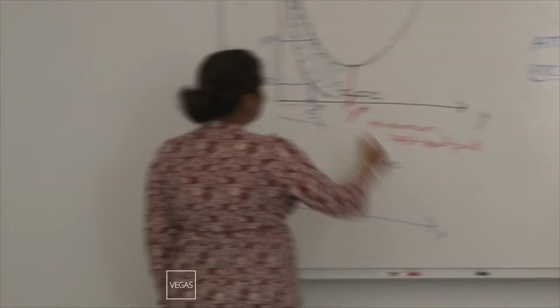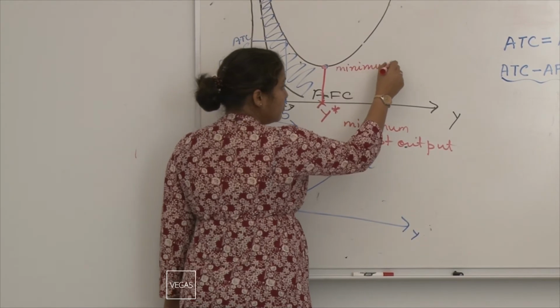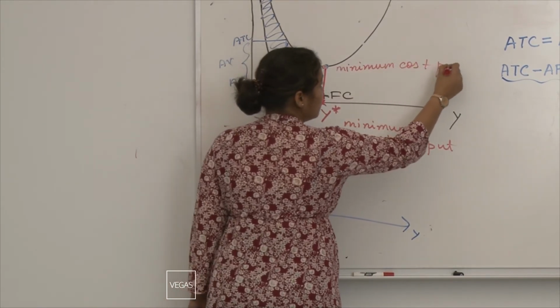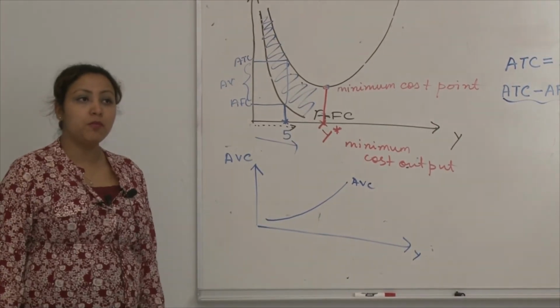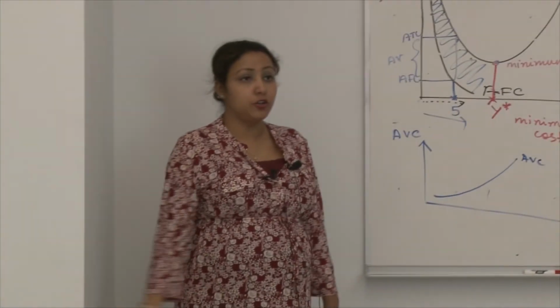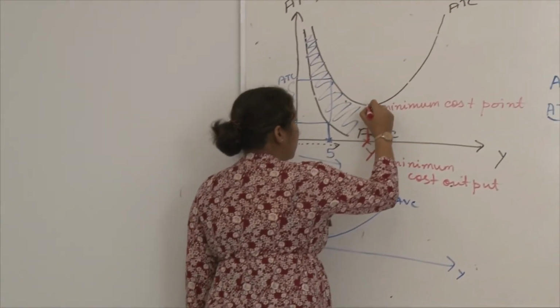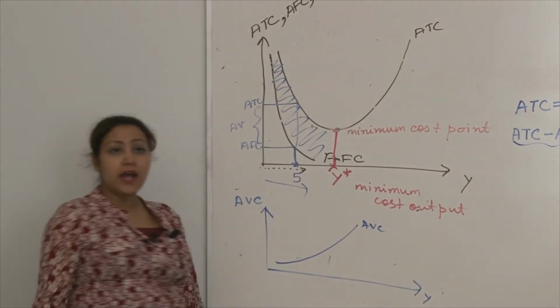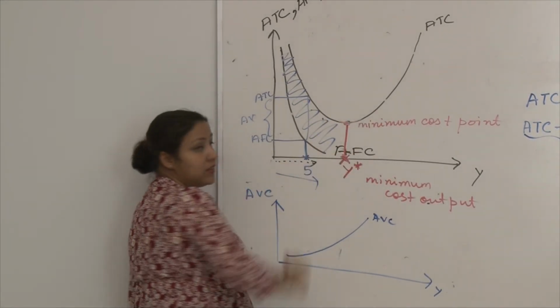So that means this is the minimum cost point. Right? That's the minimum point of the ATC, the very bottom of that U, and that will be one unique point, although my diagram may not look like that, but it will be one sharp point like that. And the output corresponding to that minimum cost is Y star.